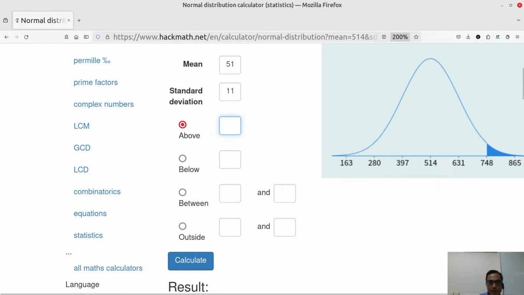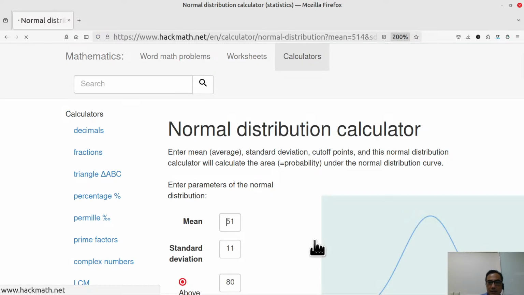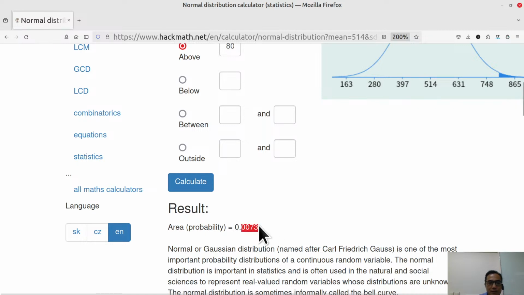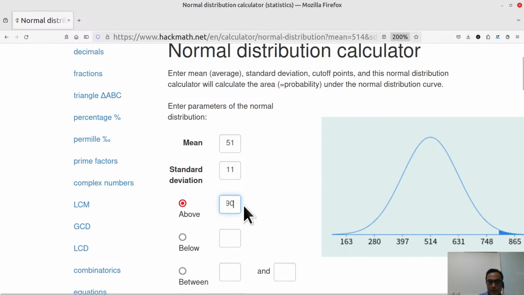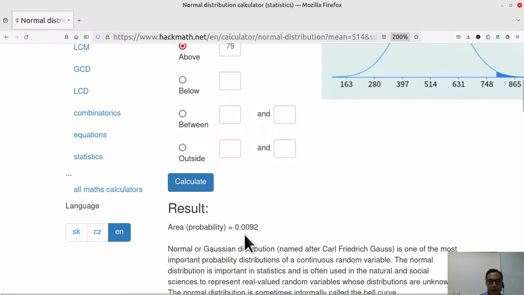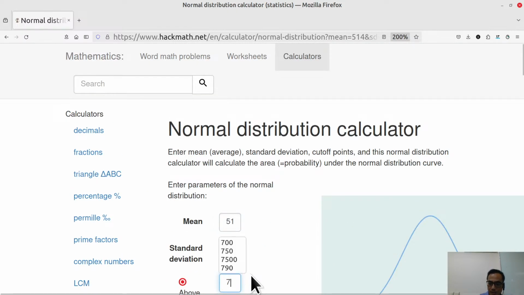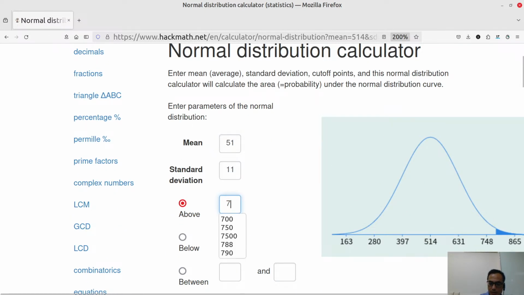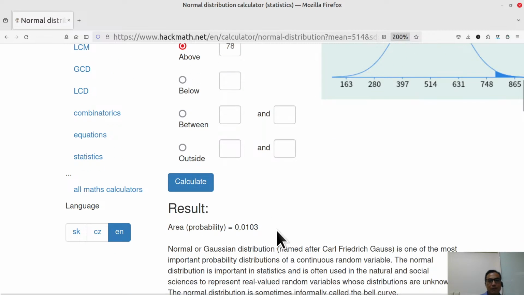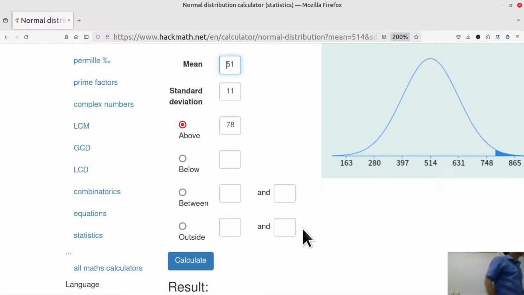800. Click. 800, that is less than 1%, maybe a little bit lower, maybe 790. 790, that is very close, maybe 788. 788, very close. 785. Yeah, very close. Because this website has no function to calculate percentage, we can try one by one. 785 is close to 1%.